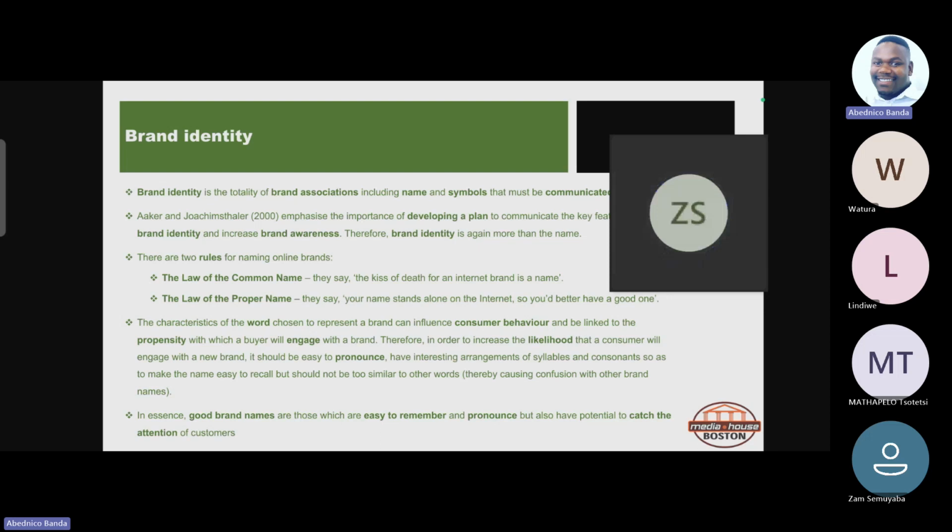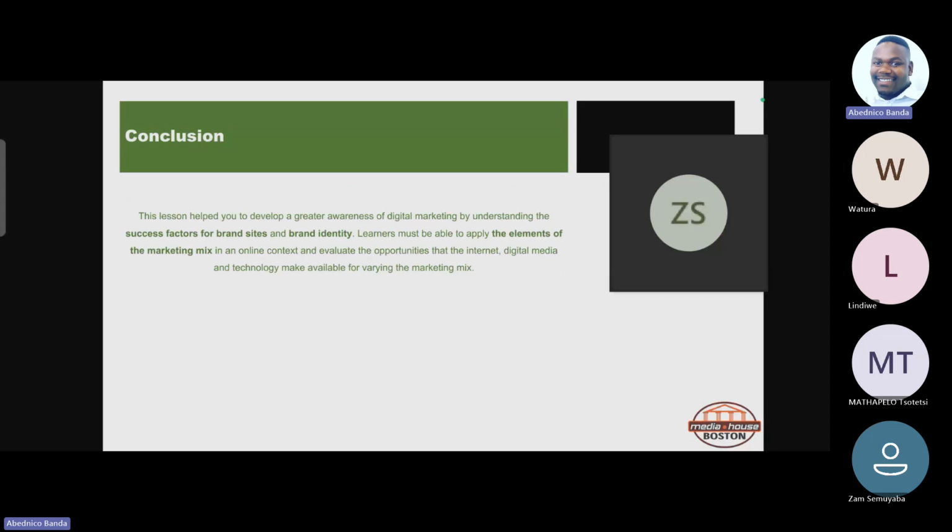So the characteristics of the word chosen to represent a brand can influence consumer behavior and can be linked to the propensity with which a buyer will engage with a brand. Therefore, in order to increase the likelihood that a consumer will engage with a new brand, it should be easy to pronounce, have interesting arrangements of syllables and consonants so as to make the name easy to recall, but should not be too similar to other words, thereby causing confusion with the brand names. In essence, good brand names are those which are easy to remember, easy to pronounce, but also have the potential to catch the attention of customers. Any questions, guys, on brand identity?